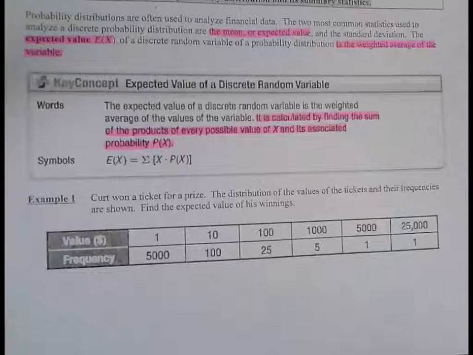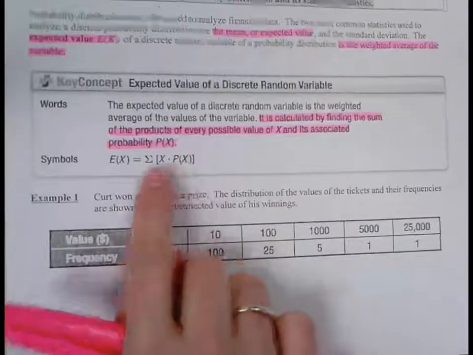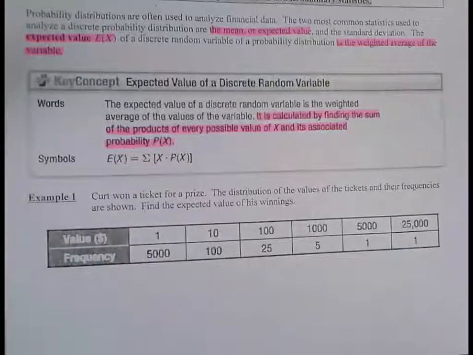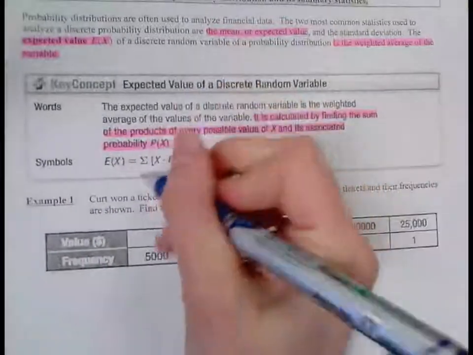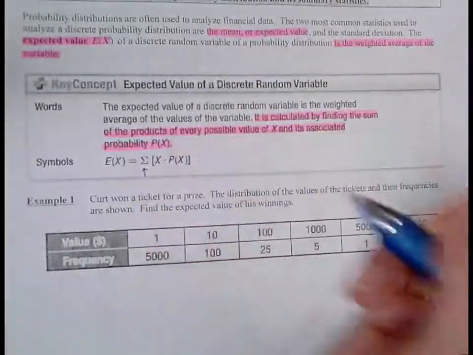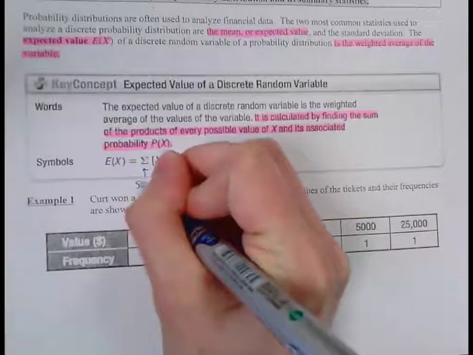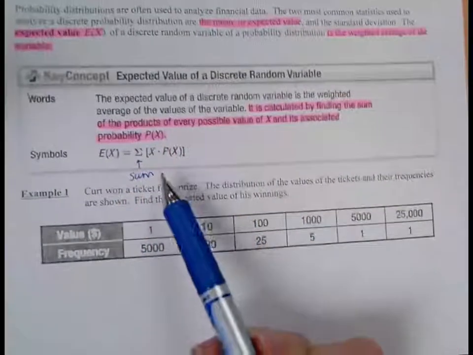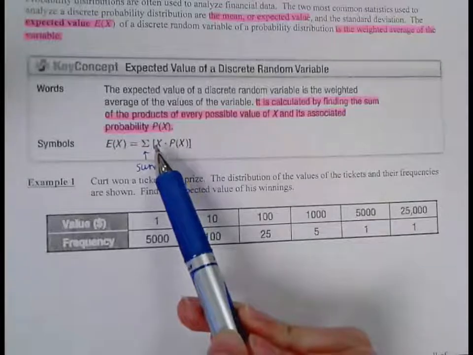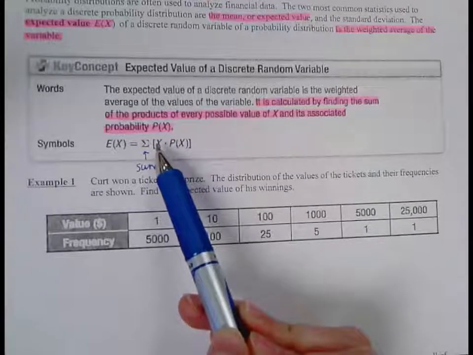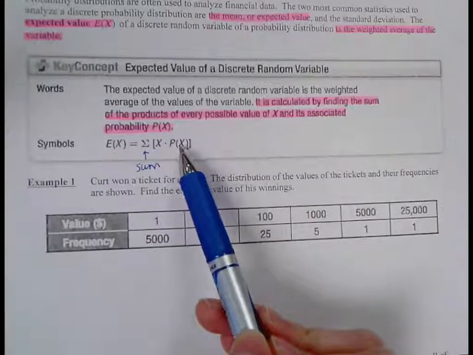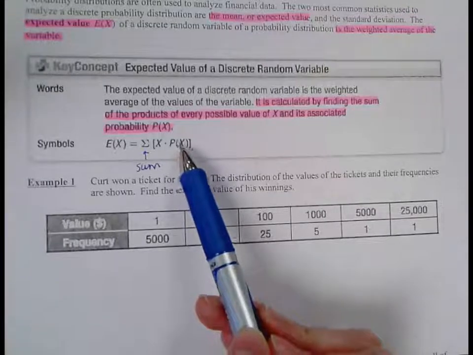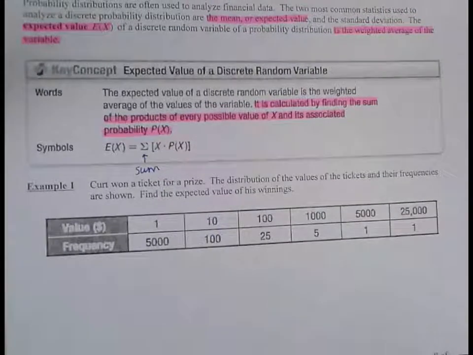So that is represented here, that E of x is equal to this symbol, which in math is called a summation, but it represents a sum. So this is saying you take every possible outcome for x, multiply it by its corresponding probability, and then you add all of those products together is what that represents.